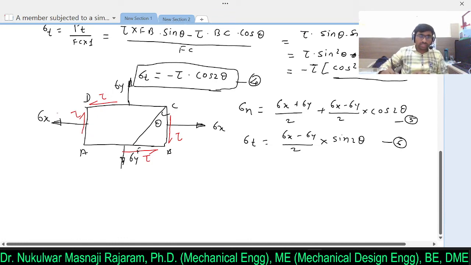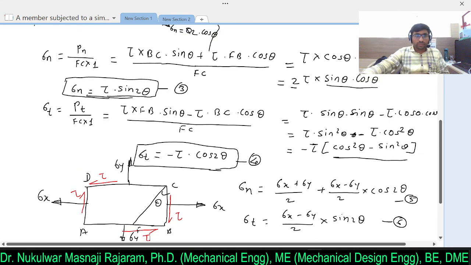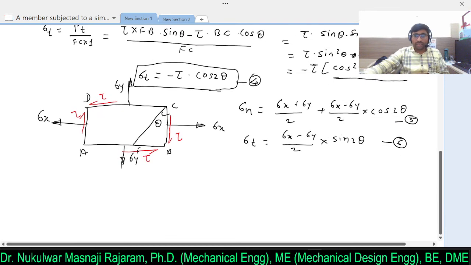So instead of deriving the entire expression, if you derive it, you will get the same result. Clear? So instead of that, I will just write from equation number 5 and equation number 3. So this is equation number 3 and equation number 5. Which case is this? When a member is subjected to direct stresses in two mutually perpendicular directions accompanied by a simple shear stress. So this is the case.